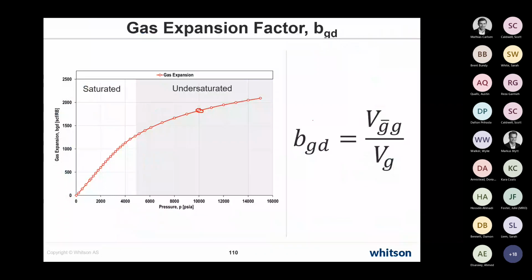in the software, you'll see that this is what is actually being plotted. The values for the gas formation volume factor are printed in the table, but in the summary table, we're actually plotting the expansion factor.